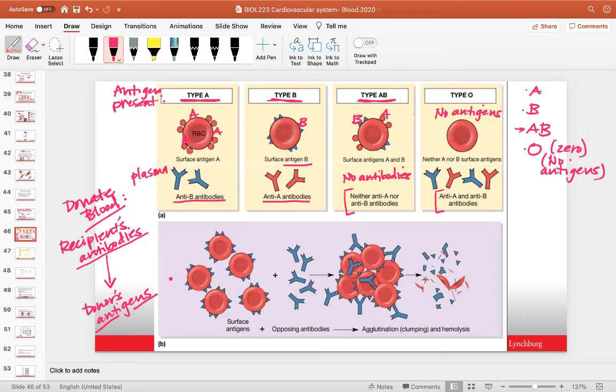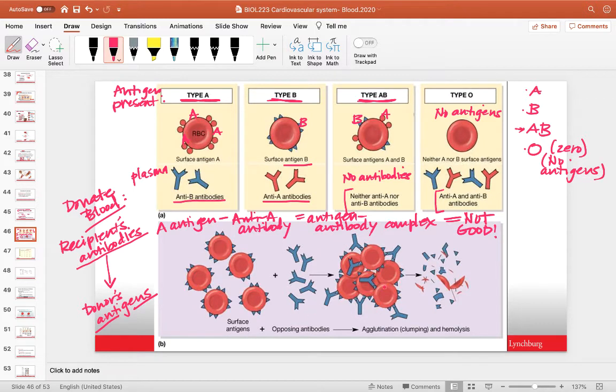So basically what we can't have happen in this case is we can't have A antigen pairing up with anti-A antibody. Okay? This creates what's called an antigen-antibody complex. Okay? And this is not good. Okay? So we don't like this. This creates this scenario down here.